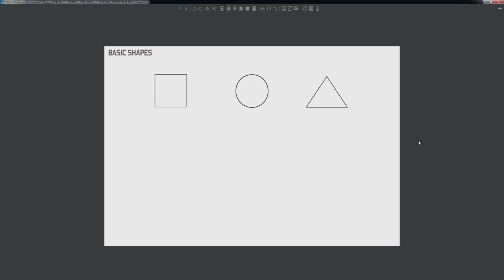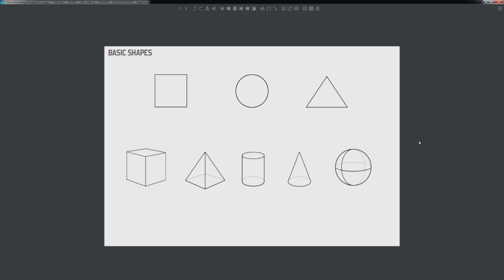So right here we have our three basic shapes. We have a rectangle, a cube, a circle, and a pyramid. These are all 2D. They're flat. They have no form to them. What happens is we begin to give them form, and we can see them in perspective now.